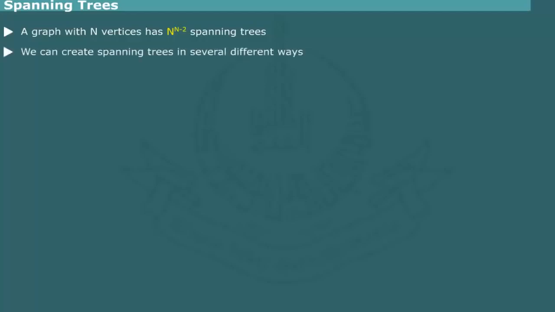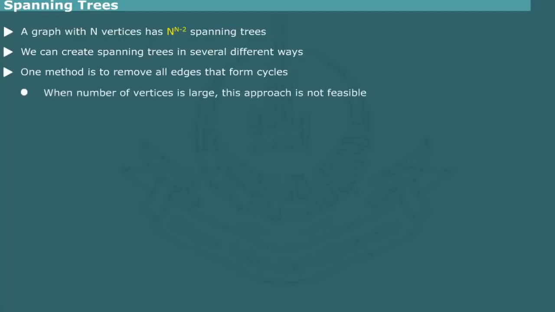We can create spanning trees in several different ways. One simple method is to remove all edges that form cycles. When the number of vertices is very large, this approach may not be feasible. We can use graph traversal algorithms to generate various kinds of trees.